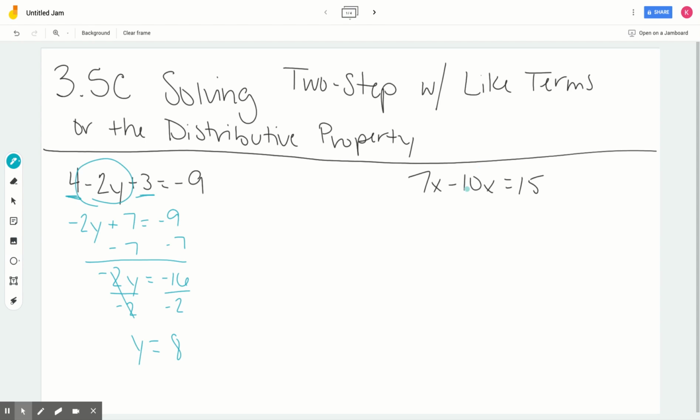If we look at the next one, we again are going to identify or color code our like terms. 7x minus 10x. They have opposite signs, so we subtract and keep the sign of the larger number. So we would end up with negative 3x equals 15. We would then divide by negative 3 on both sides to get x is equal to positive divided by a negative is a negative, and 15 divided by 3 is 5. So our answer would be x equals negative 5.